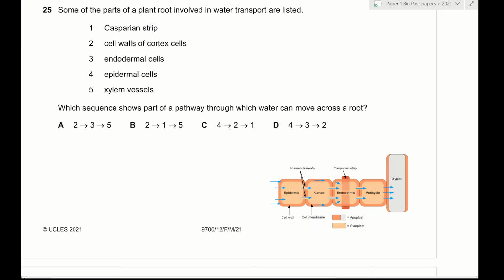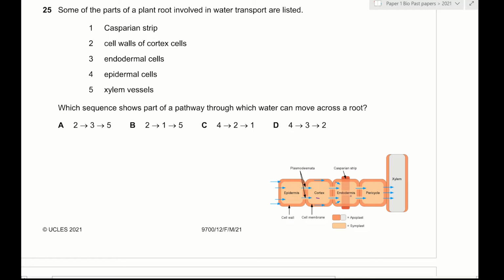25. Some of the parts of a plant root involved in water transport are listed. Which sequence shows part of the pathway through which water can move across the root? So let's start with A, 2, 3, and 5. 2 is cell walls of the cortex cell. We can see the diagram here, so this is correct. 3, endodermal cells. Endodermal cells is correct.